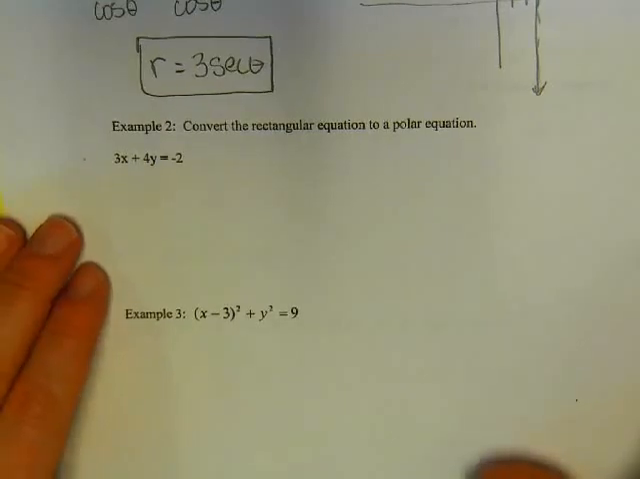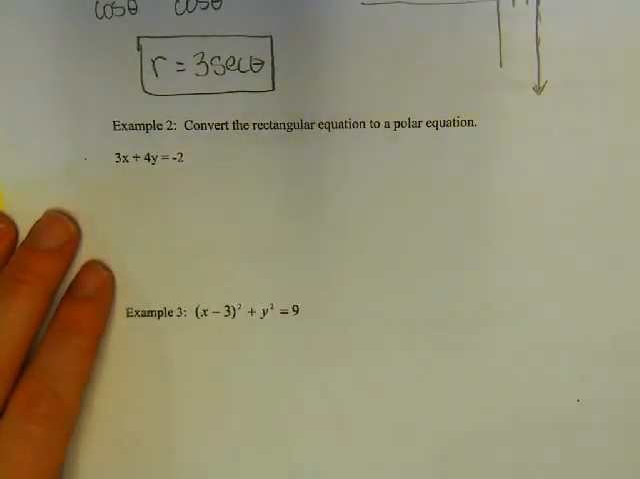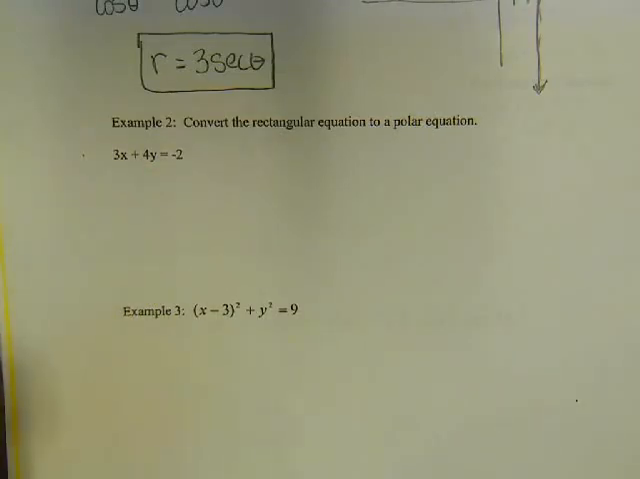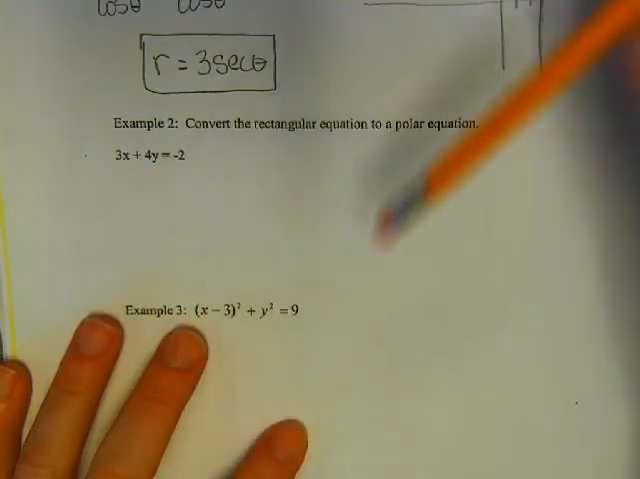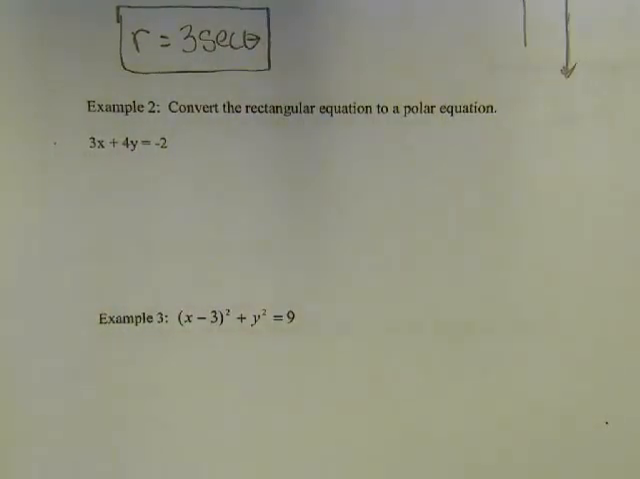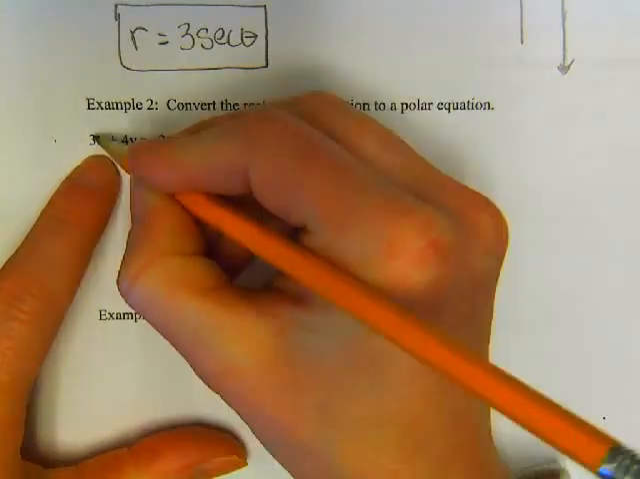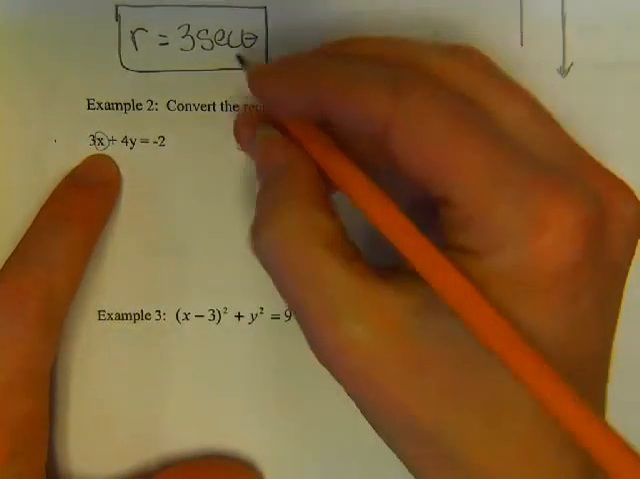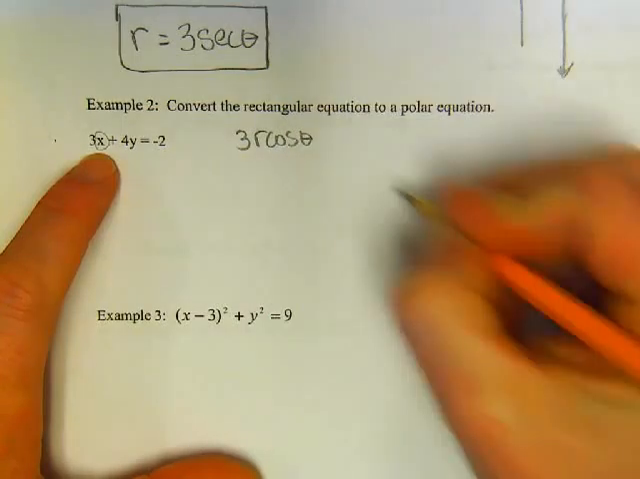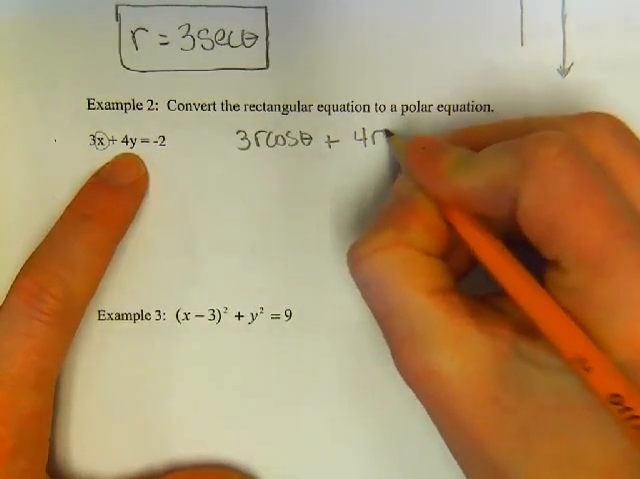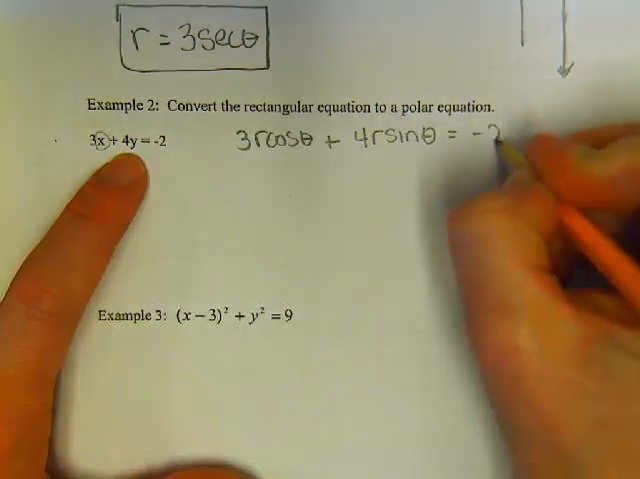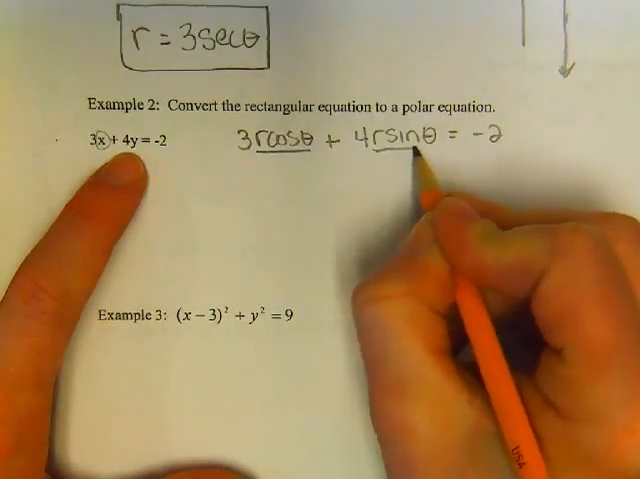All right, so what do you think we're going to do for this one? So remember, I want to get in terms of r and theta. So we're looking at example 2. What do you think for that? Well, we could go for the r cosine theta. Oh, I could do x and y, couldn't I? And r sine theta. Let's do it. So we're going to take out the x and replace it with r cosine theta, and take out the y and replace it with r sine theta. So I just used my conversions from above.